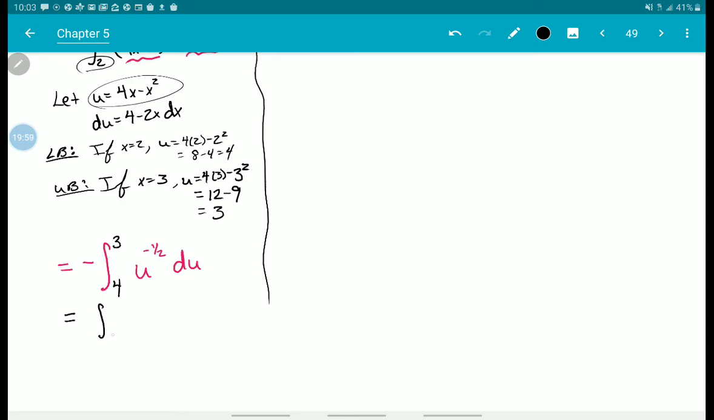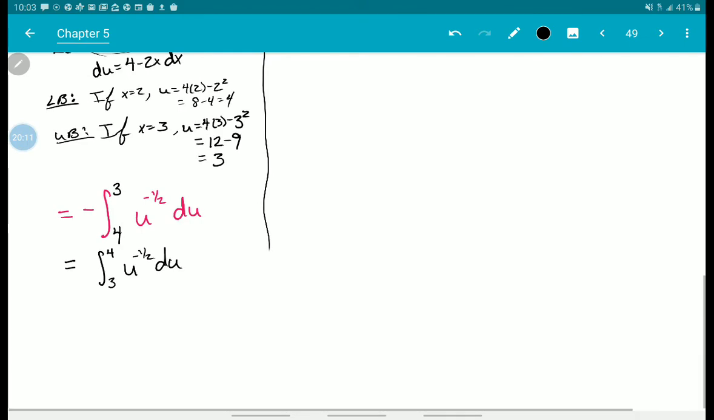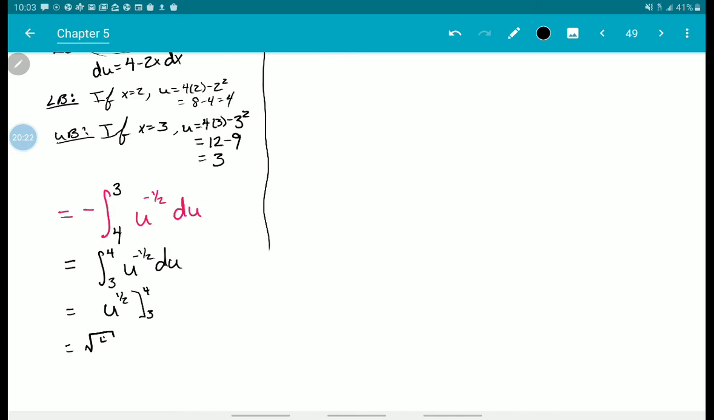So we can use those properties of integrals to flip that. And if we do, it changes the sign. So it started out being negative, it would change this guy to a positive. So when we integrate this guy, this is going to be u to the 1/2, going from 3 to 4. So this is going to be the square root of 4 minus the square root of 3, which is 2 minus square root of 3. So there's half the problem.